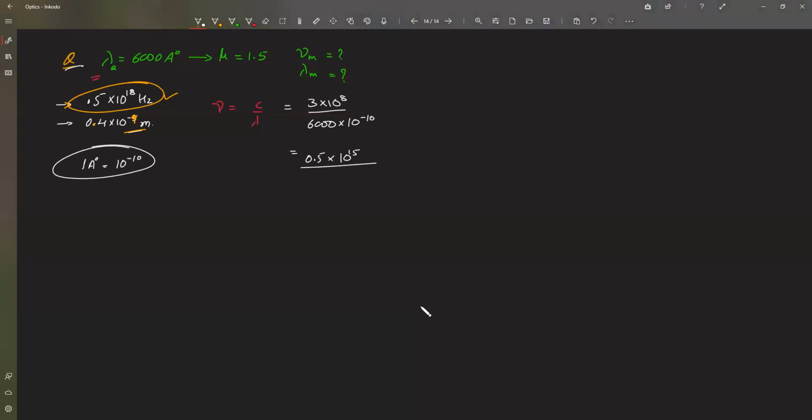Similarly, that will become minus 9 plus 3, so minus 6. This is the correct answer for the first part, these many hertz.